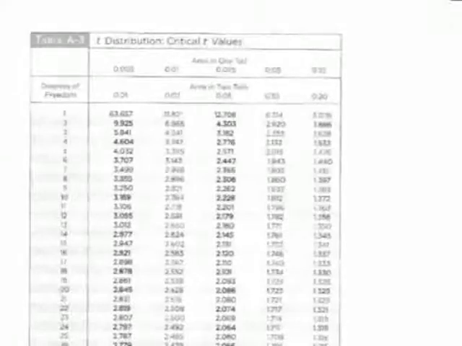Let's take a look at our t-distribution chart. If you need a copy of this, you can find one in the modules section under Canvas. So what we have here, notice these first two rows: we have area in one tail and area in two tails. For this section, we're mainly going to be concerned with the area in two tails.